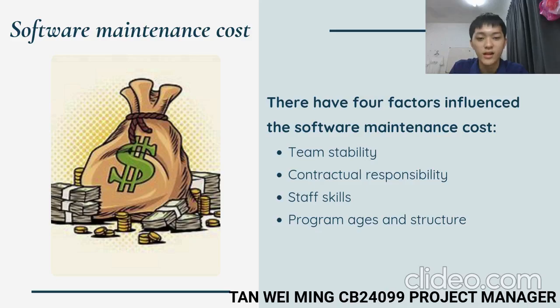The last is the program age and the structure. If a program is older, then the structure of the program is degraded due to the obsolete technology. So if the company wants to find a person who is an expert in this technology, it's very hard, and the maintenance period will be longer, and the maintenance cost will become more. That's all from us.